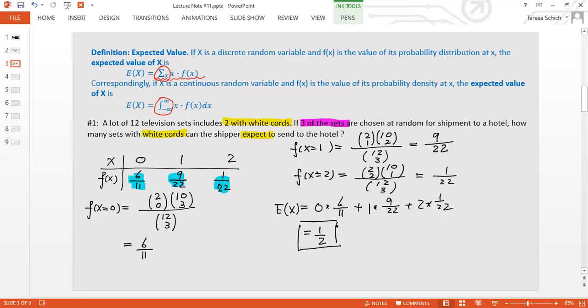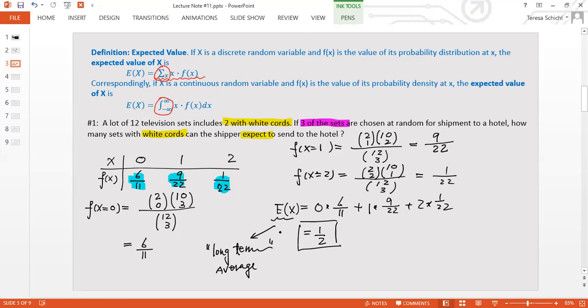So then you might ask, hey, how can I get 1/2 a TV? The way you interpret the expected value, what it really means, and what I like to call it, is the long-term average. What I mean by long-term average is, for example, at this shipment, maybe you get 1 white cord, or you get 0 white cords.